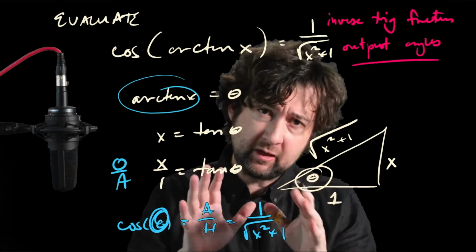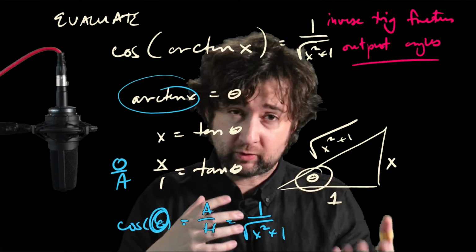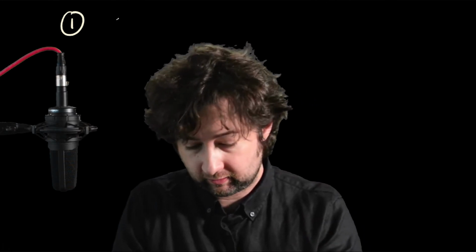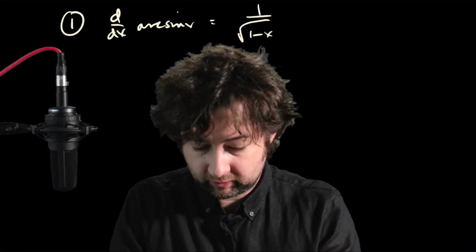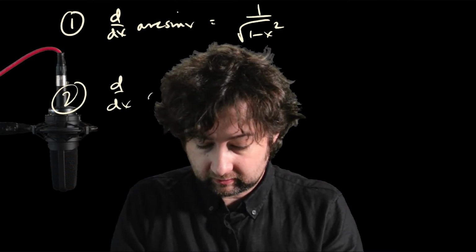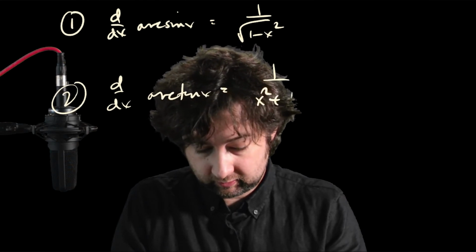And this sort of manipulation of right triangles is one of the ways that the trig functions and their inverses interact with each other. So now we need to look at what happens with integrals. We've got derivatives, we need integrals. And the two most important derivatives are d by dx of the arcsine of x is equal to 1 over the square root of 1 minus x squared, and d by dx of the arctangent of x is equal to 1 over x squared plus 1.